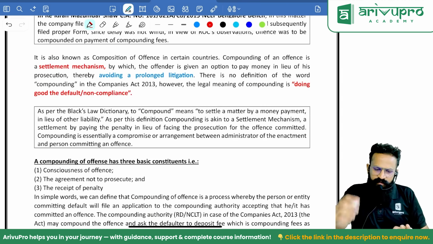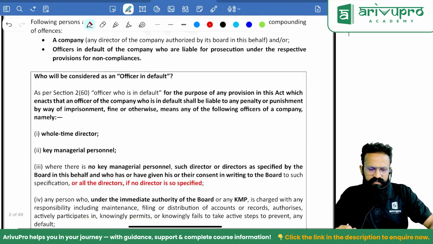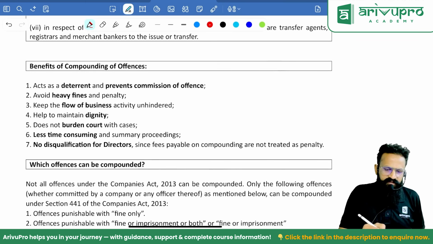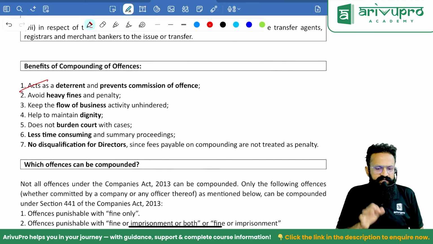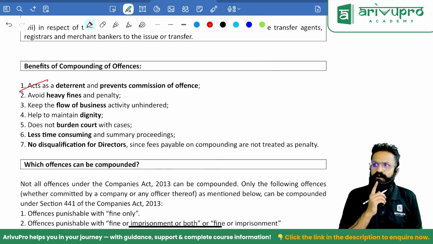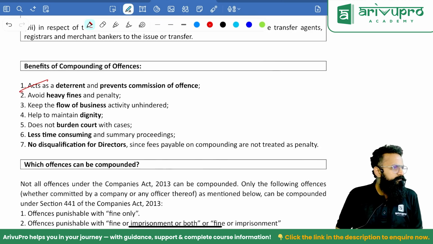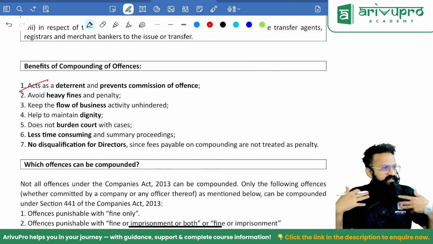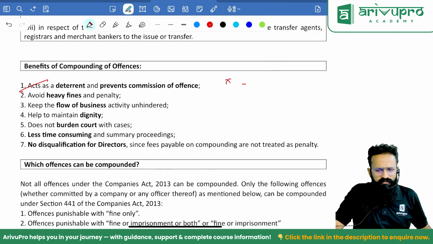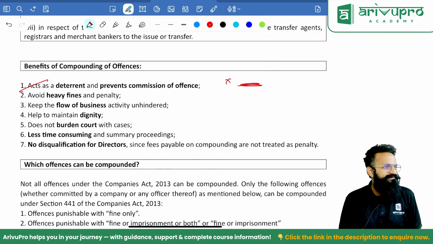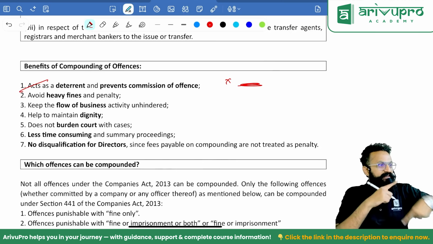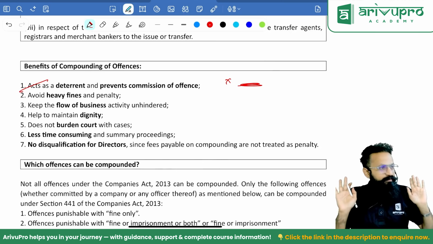The next one, simple ones. What are the advantages of compounding? Why should we do compounding? Benefits of compounding. What are the benefits? The first one, acts as a deterrent and prevents commission of offense. What do you mean by this, people? If I go and agree in the first place only, the multiplication of offense will always stop. Or else, to hide that, you will do one more. So that multiplication of offense will stop someplace.